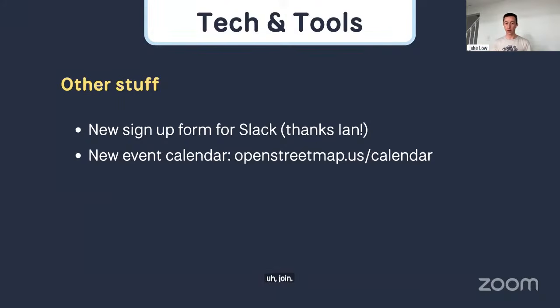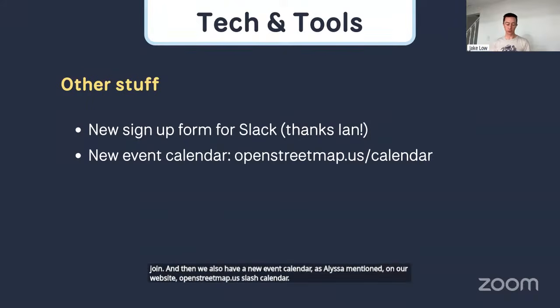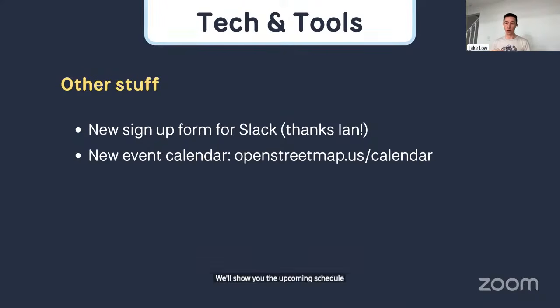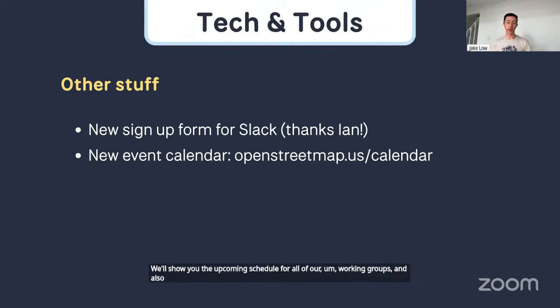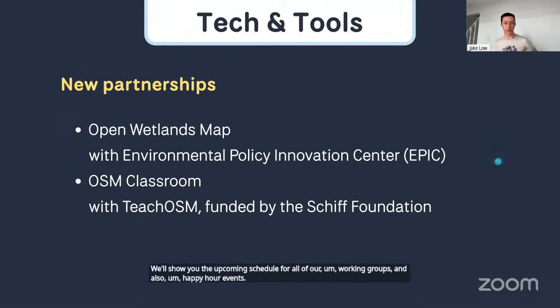And then we also have a new event calendar, as Alyssa mentioned, on our website, openstreetmap.us/calendar. It will show you the upcoming schedule for all of our working groups and also happy hour events. And finally, next slide, please.